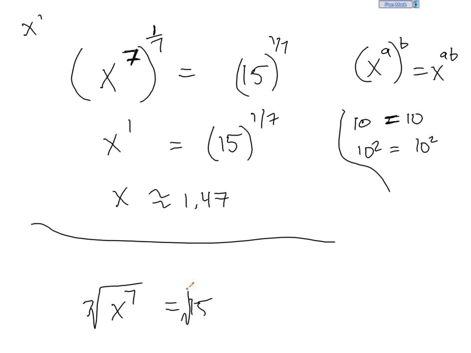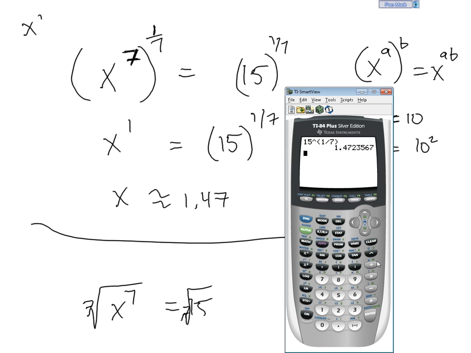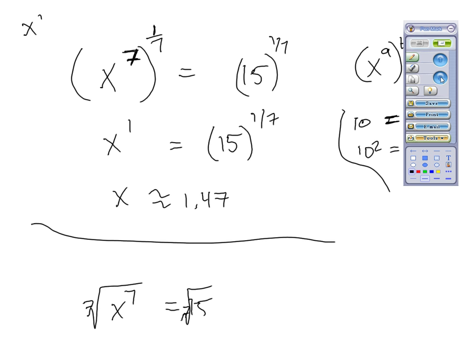Now, how is that different than if I just took x to the 7th equals 15 and took the 7th root of both sides? Which, by the way, gives only one answer. It can only be positive because I have an odd number of multiples. So if I took the 7th root of 15, notice that we get 1.47 as well. I prefer this method because it just is a little more convenient.